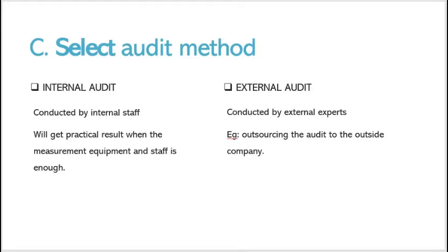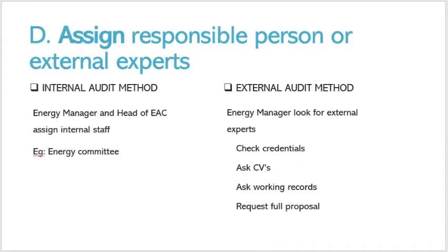Internal audit is usually conducted by the internal staff, can get a practical result if the measurement equipment or measurement device and staff is enough, while the external audit is conducted by the external expert by outsourcing the audit to the outside company or consultant company. D is assign responsible person or external expert.